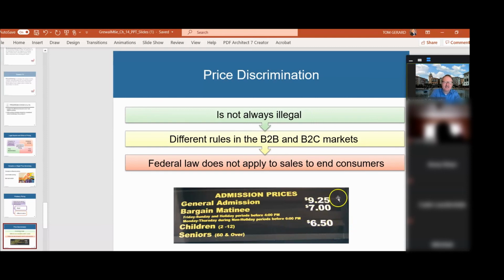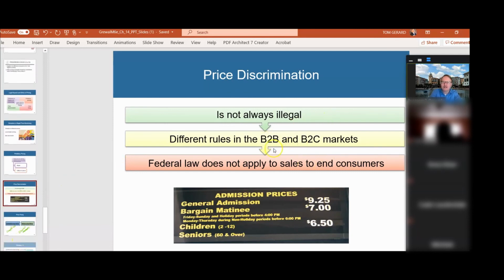But the thing is, is this not discriminatory? If you're not 60 and you're over 12, you pay $9.25. Well, that's discrimination in reality, but not necessarily illegal. We see this all the time.